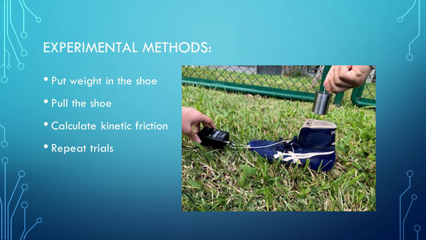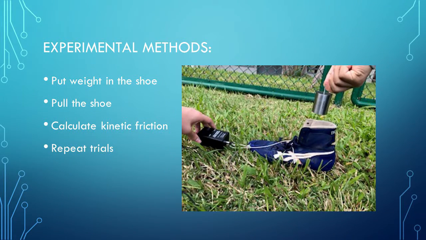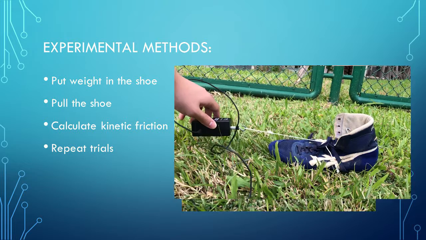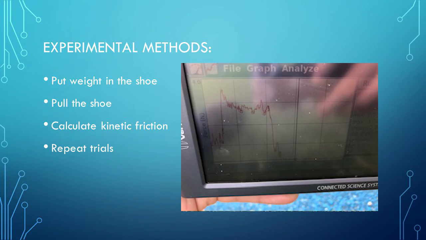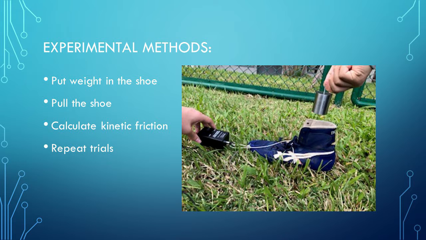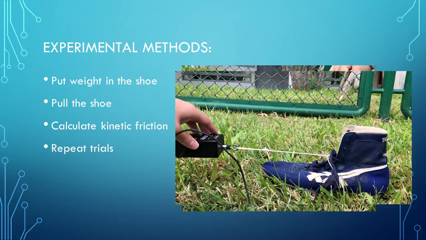The method of our experiment is to put a specific amount of weight in the shoe, and as we pull the shoe with a string, we recorded the average amount of force that we exerted on the shoe. Then, we repeated the trials with more weights and on the artificial grass as well.